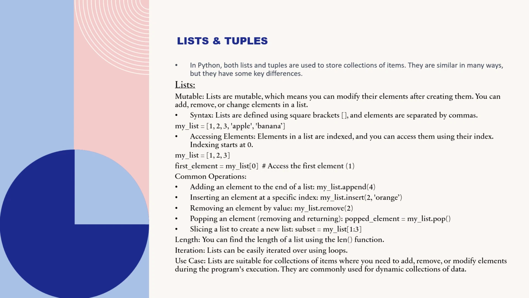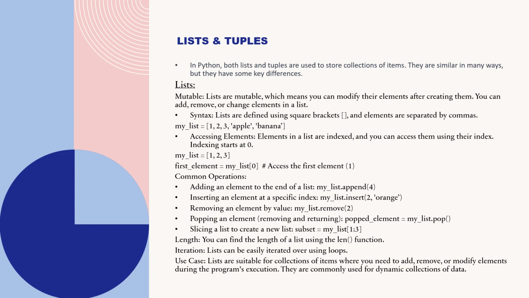They are similar in many ways, but they have some key differences. Lists are mutable, which means you can modify their elements after creating them. You can add, remove, or change elements in a list. Syntax: lists are defined using square brackets, and elements are separated by commas.